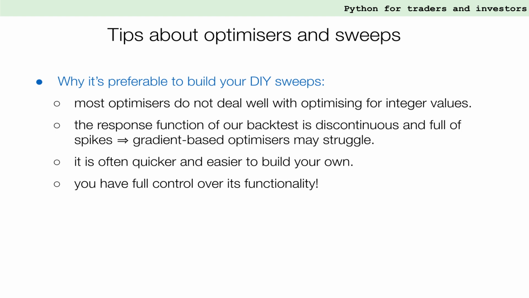Second, the response function of our backtest is discontinuous and full of spikes, so any gradient-based optimizer would struggle at best. Finally, it is often quicker and easier to build your own. It may not be as efficient in some ways, but you have full control over its functionality. Furthermore, as we see later, finding the best strategy usually does need some discretion and manual work.